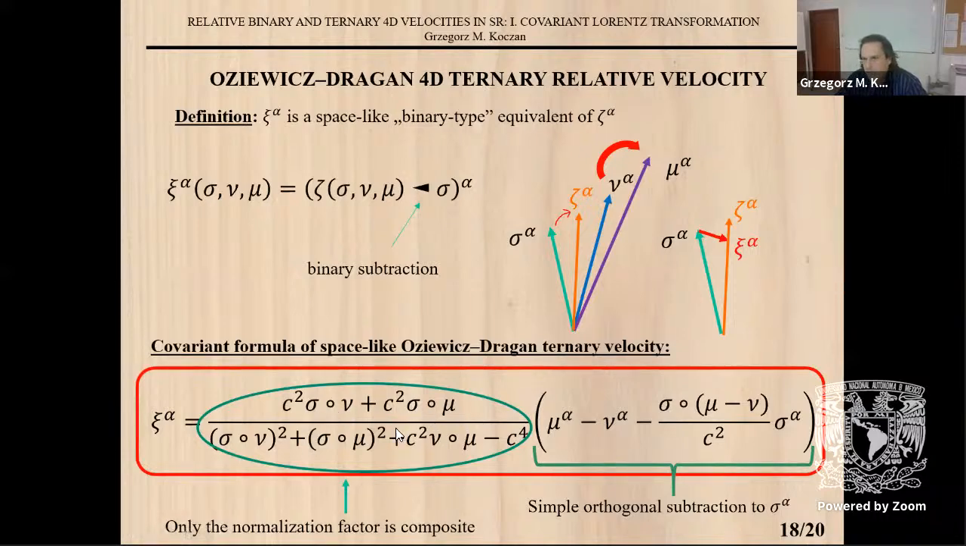It's complicated, but it's only one number. It's not a vector. It's only a normalization factor. But this vector is a simple orthogonal subtraction of mu and nu, which is orthogonal to sigma, which determines this orthogonality.